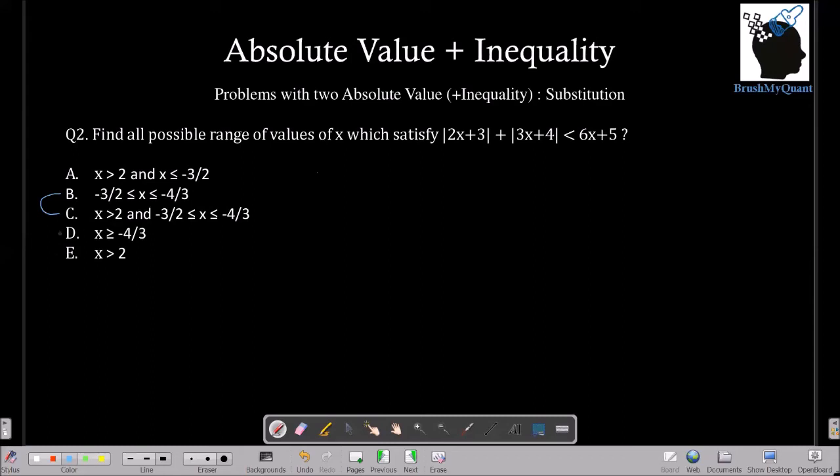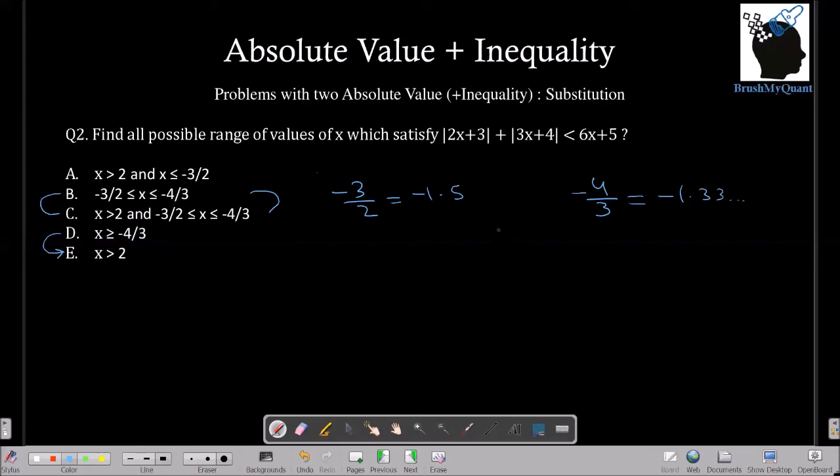And this contains this. And options A and E also have something common, which is x is greater than 2. So we need to start eliminating the option choices. Let's talk about options B and C first. I can see that both have x lies between minus 3 by 2 and minus 4 by 3. And minus 3 by 2 is nothing but minus 1.5, and minus 4 by 3 is nothing but minus 1.33.